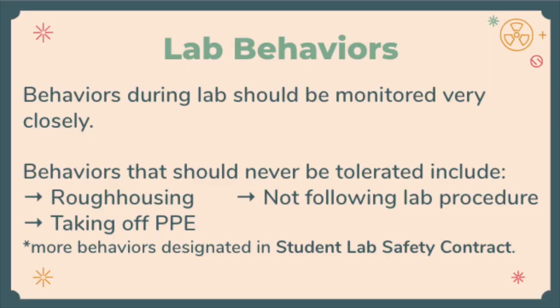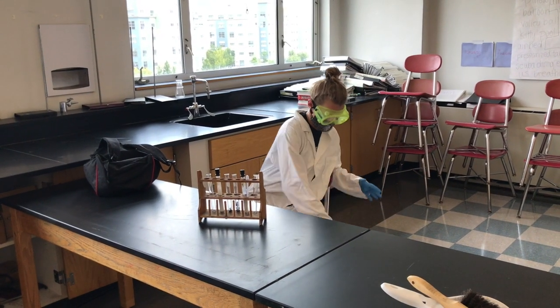Moving on to lab behaviors. Behaviors during lab should be monitored very closely. Behaviors that should never be tolerated include roughhousing, not following lab procedure, taking off PPE, and there are more behaviors designated in the student lab safety contract that all students and parents or guardians should sign at the beginning of the school year. Behaviors like these should never be tolerated.